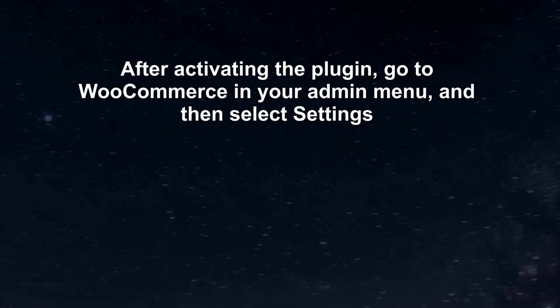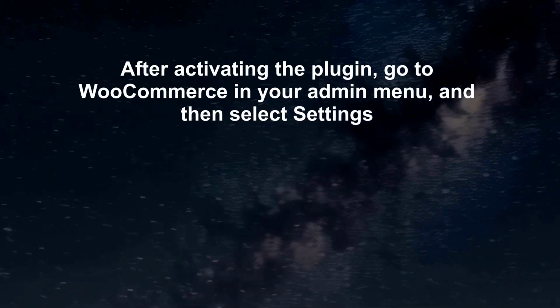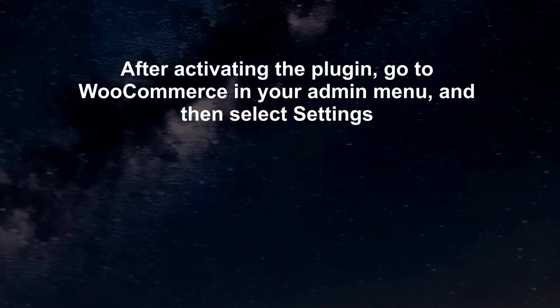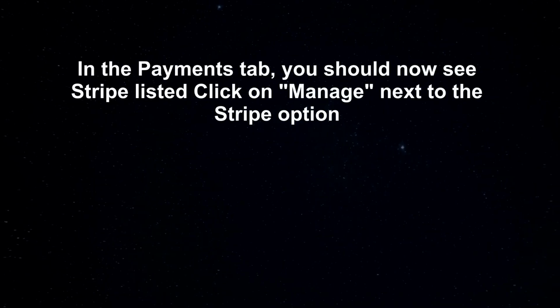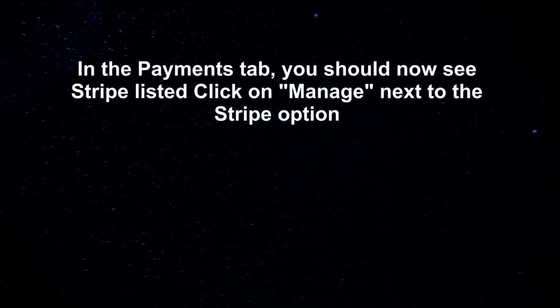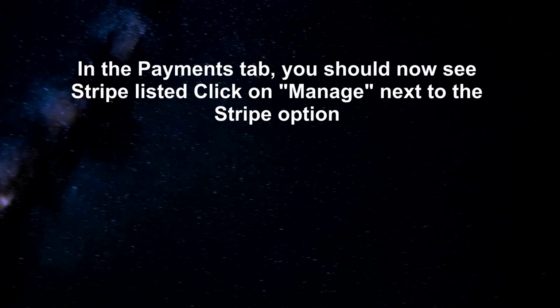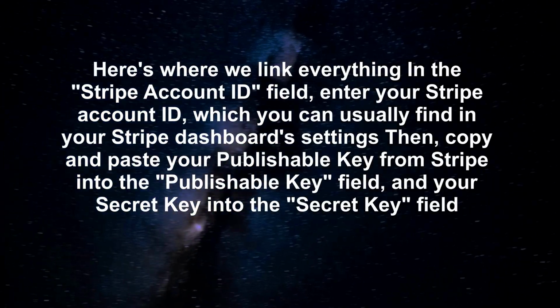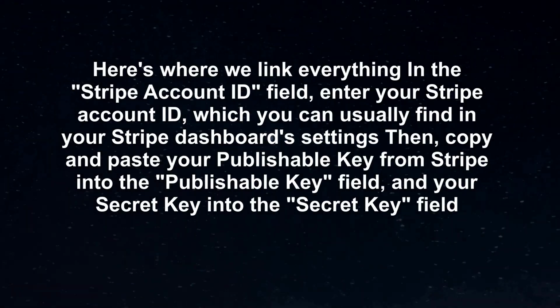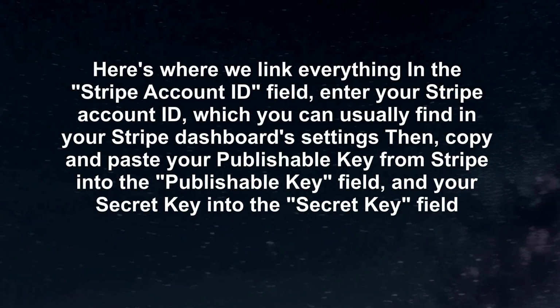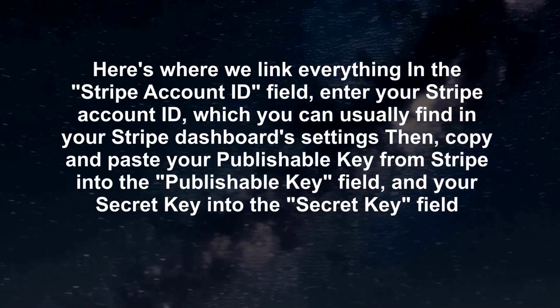After activating the plugin, go to WooCommerce in your admin menu, and then select settings. In the payments tab, you should now see Stripe listed. Click on manage next to the Stripe option. Here's where we link everything in the Stripe account ID field. Enter your Stripe account ID, which you can usually find in your Stripe dashboard settings.